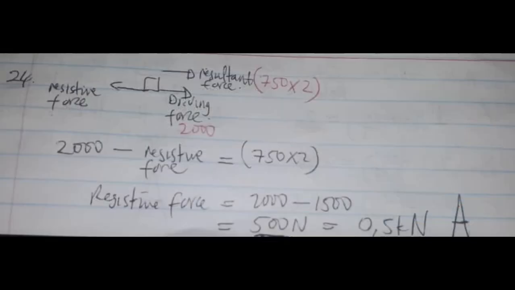So the driving force is to the right and the resistive force is to the left. So the resultant force is 750 times 2, which is mass times acceleration, and the driving force is 2000. So the statement is: driving force, the 2000, minus resistive force is equal to mass times acceleration. Then you make resistive force the subject of the formula. It comes to be 500 newtons, which is 0.5 kilonewtons. Okay, moving on to the next question.